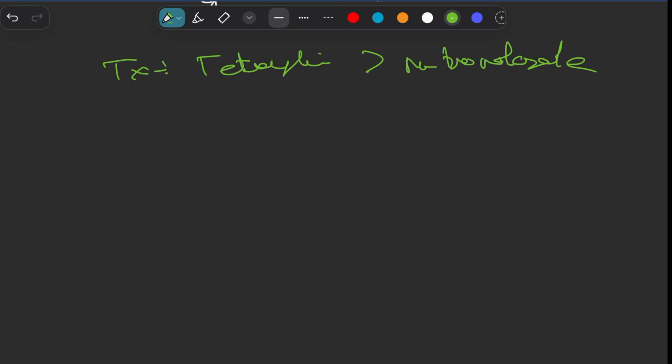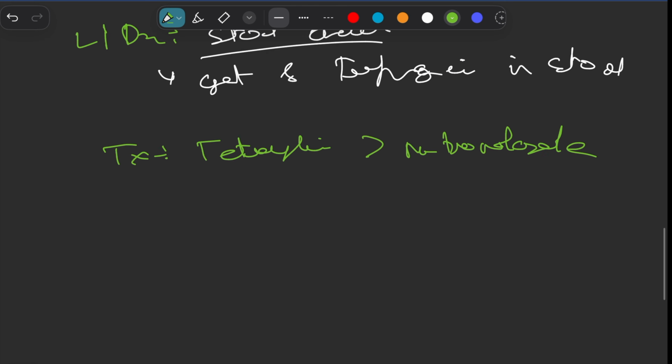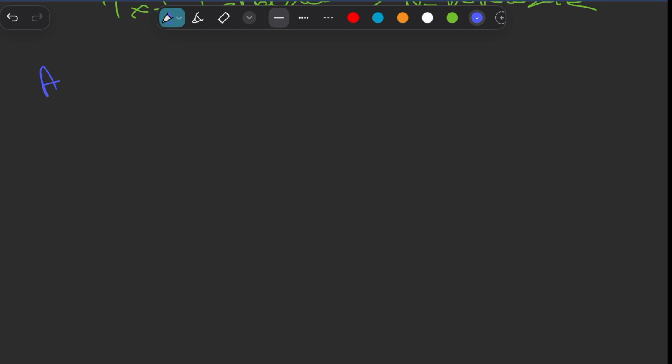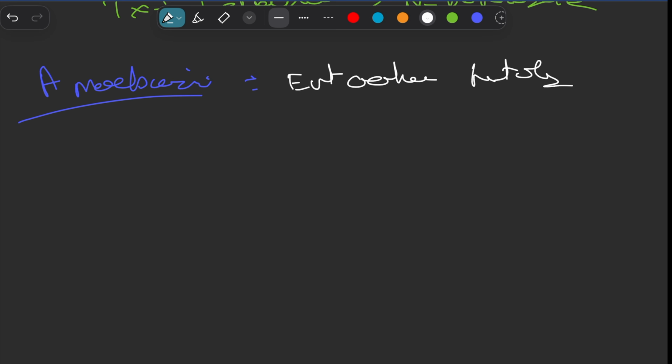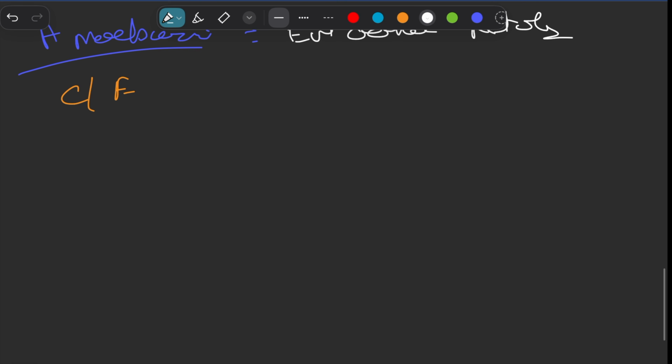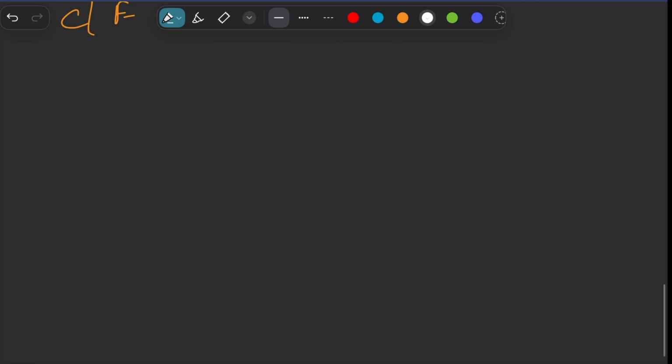Next we'll do amoebiasis, caused by Entamoeba histolytica. The clinical features are actually divided into three types. First is non-invasive intestinal amoebiasis.